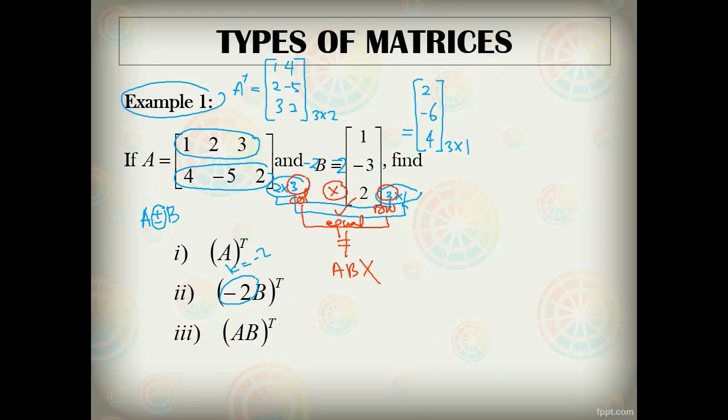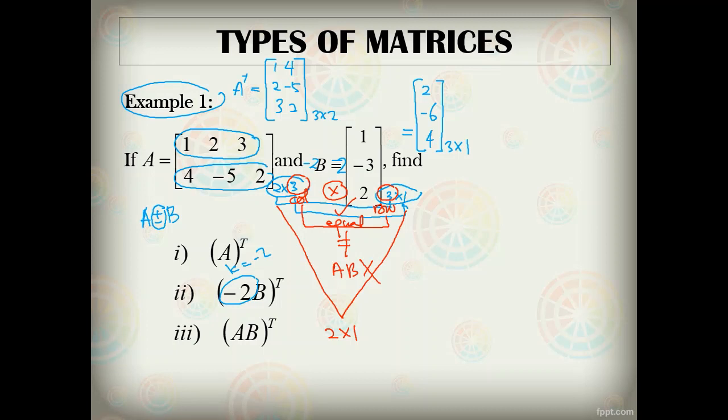Alright, so whenever you can perform A and B, in which the first matrix has equal column to the row of the second matrix, you should expect that the product of the two matrices is 2 by 1.